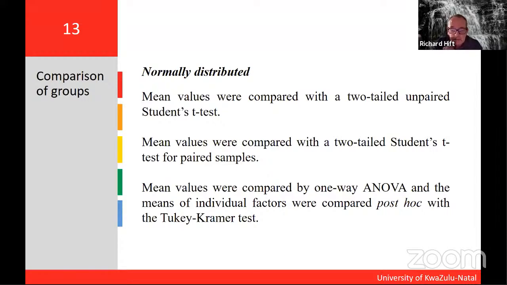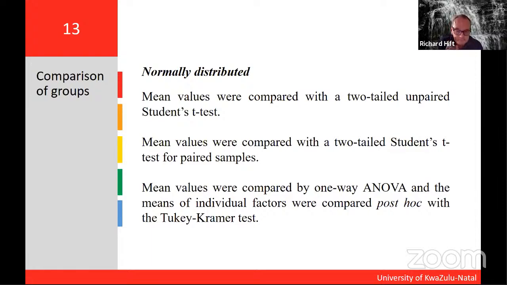Similarly, mean values were compared with a two-tailed student's t-test for paired samples. It says exactly what was done. And if that's what was done, then that's what you write in your methods. If that's not what was done, then you should not be writing that in your methods. So if you don't actually know what has been done, then you can't write up your statistical methods in your methods section. You've got to know it.